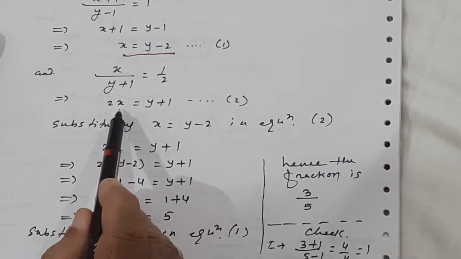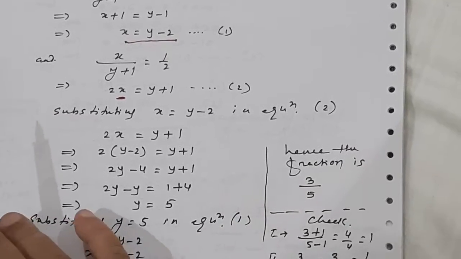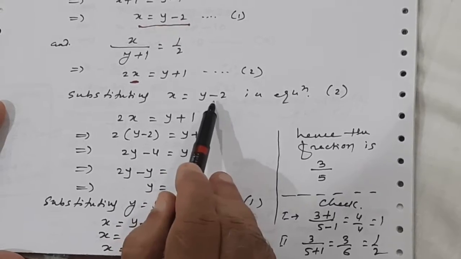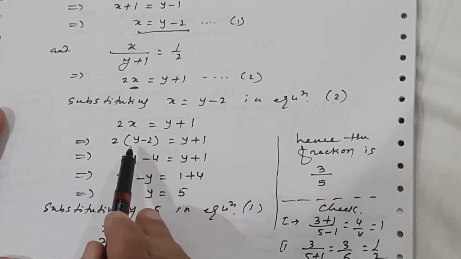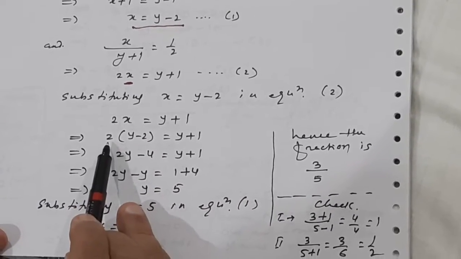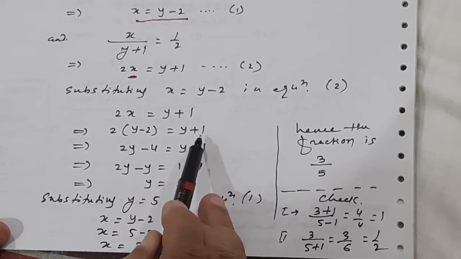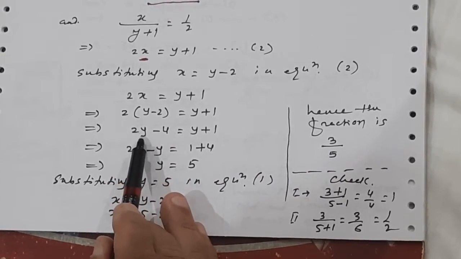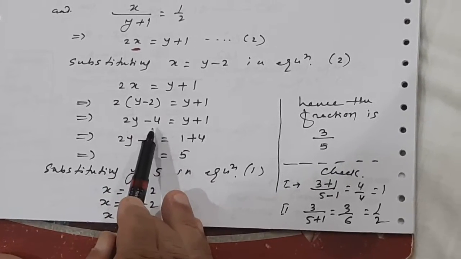Now we can substitute the value of x here. Right, here x we have to remove. We are following substitution method, that is easier one. So substituting x is equal to y minus 2 in equation 2. So replace x by y minus 2. That is the value of x. So 2 into bracket y minus 2 is equal to y plus 1. Simplify. It implies that 2 into y, 2y, 2 into minus 2, minus 4. So we open the bracket.